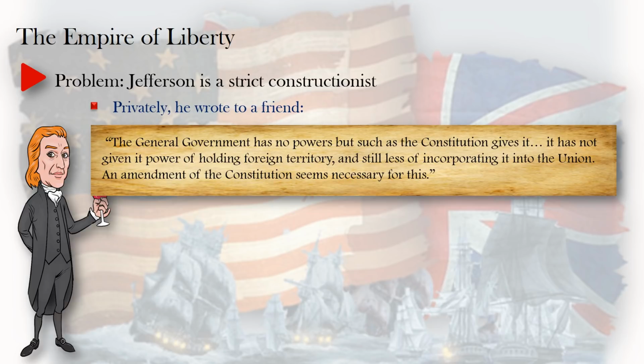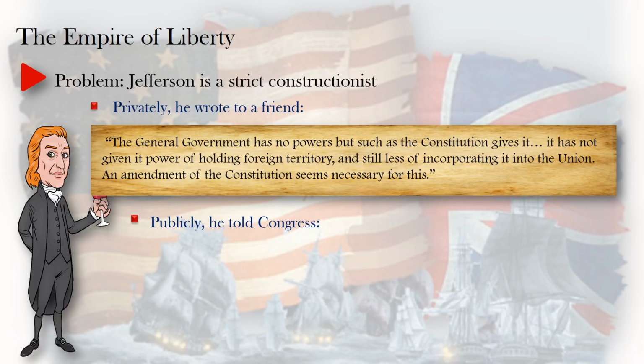An amendment of the Constitution seems necessary for this, but he knows that an amendment of the Constitution will take quite a while for all of the necessary states to debate and ratify that union, and then empower the president to do exactly what he wants to do, which is to purchase and hold foreign territory. What is a man to do? Well, those are Jefferson's well-known sentiments about strict constructionism.